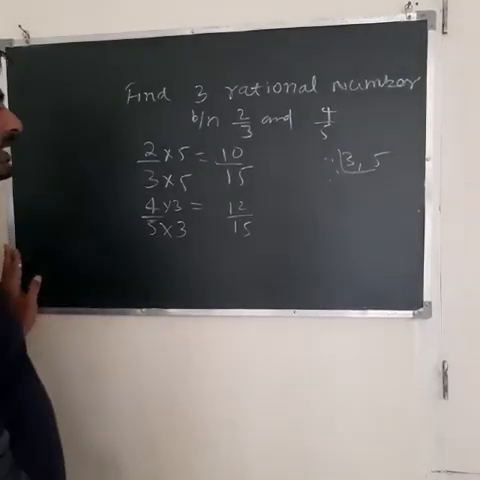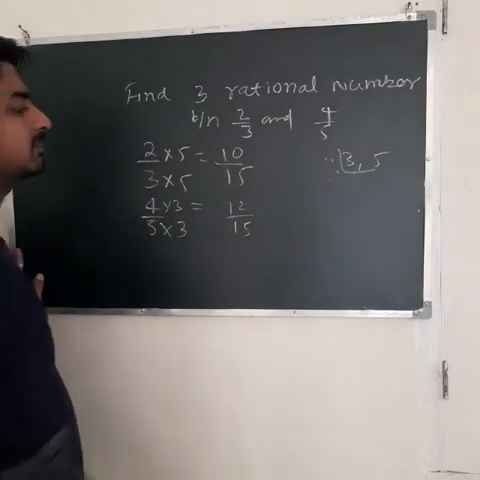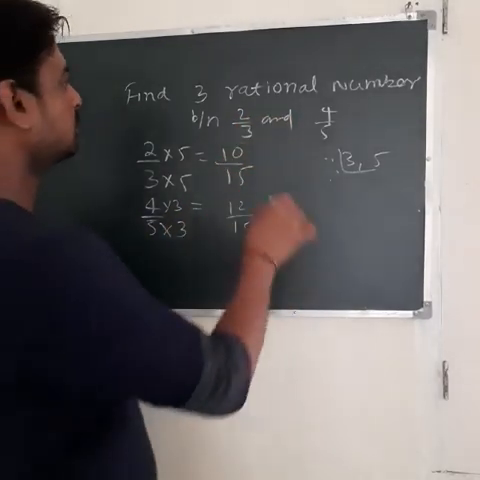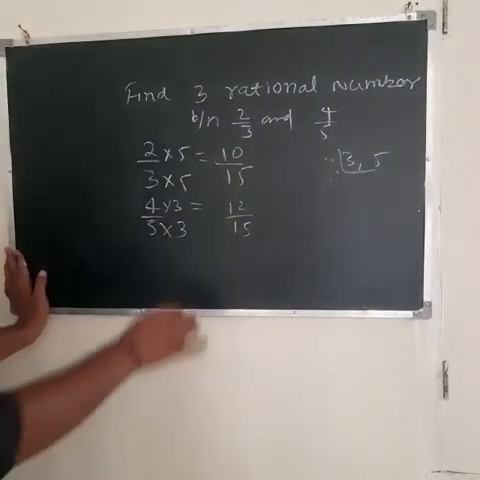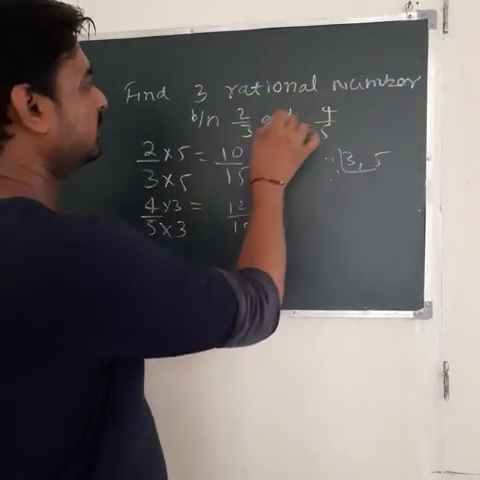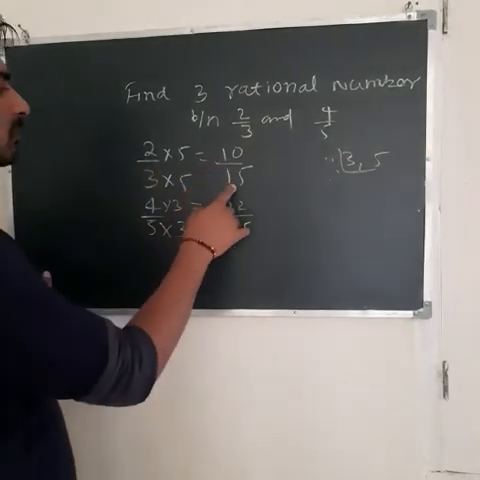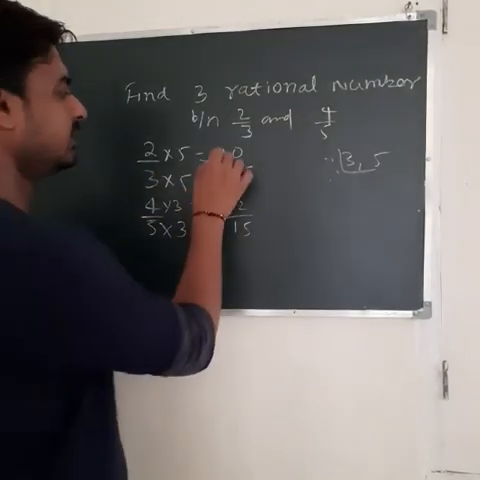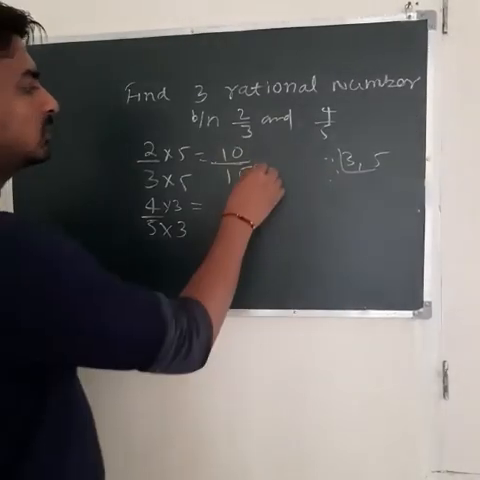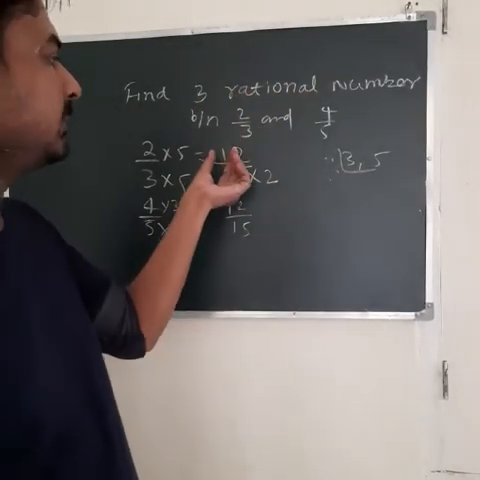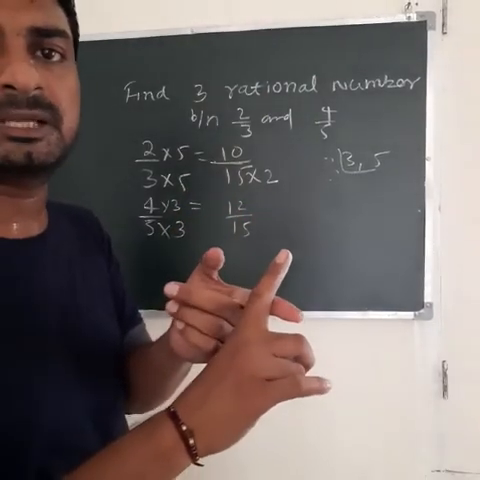So here we have to write three rational numbers between 2 upon 3 and 4 upon 5. 2 into 5 equals 10 upon 15. Now again we have to multiply by 2 because we need three rational numbers. In between 10 and 12, only one rational number is 11 upon 15.